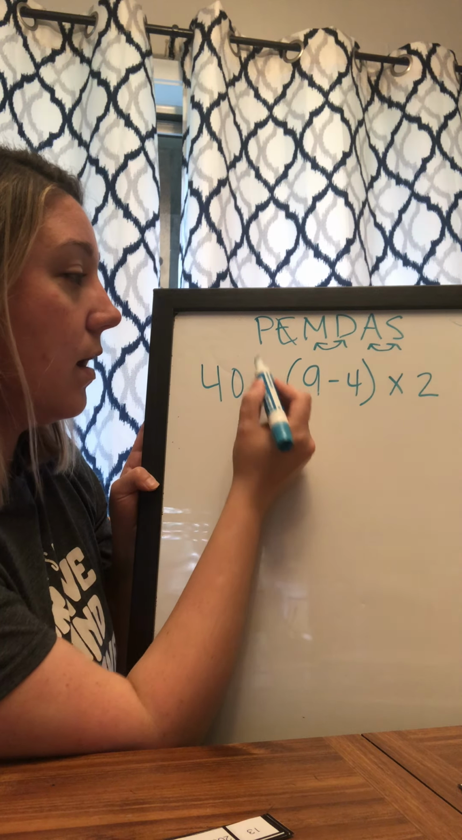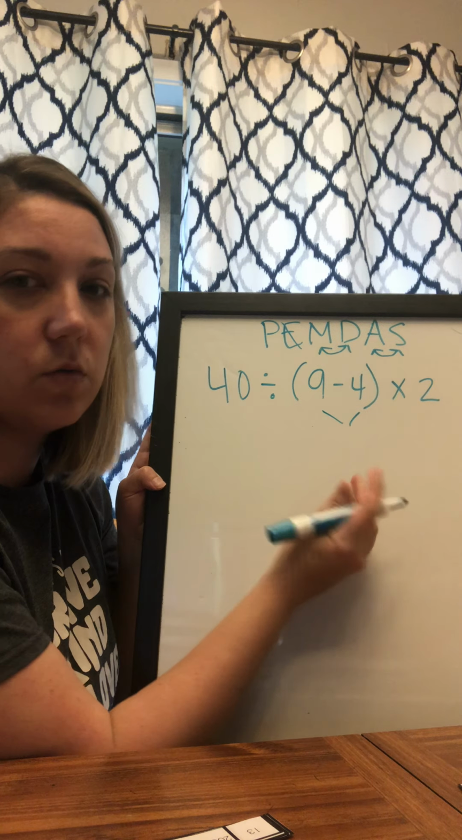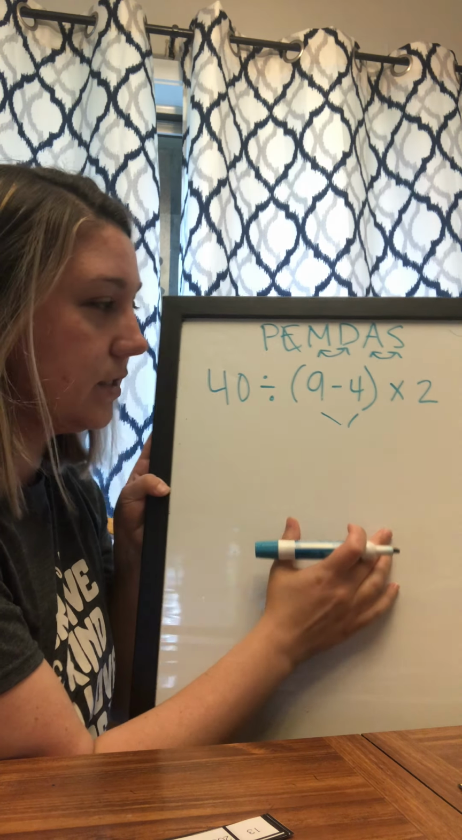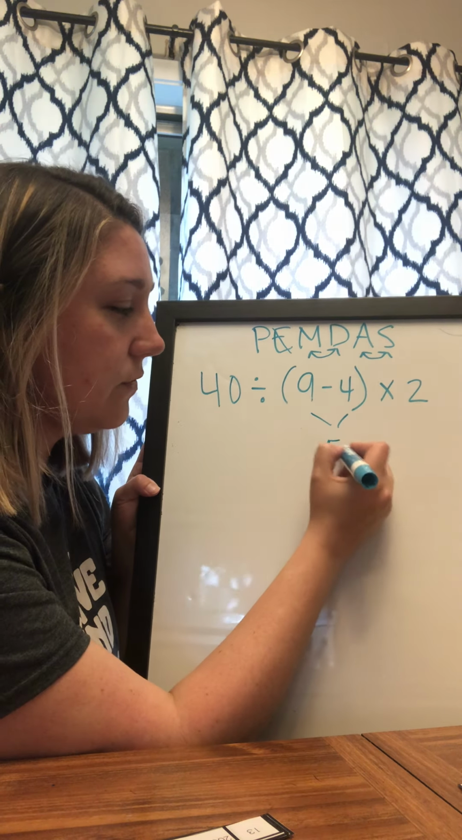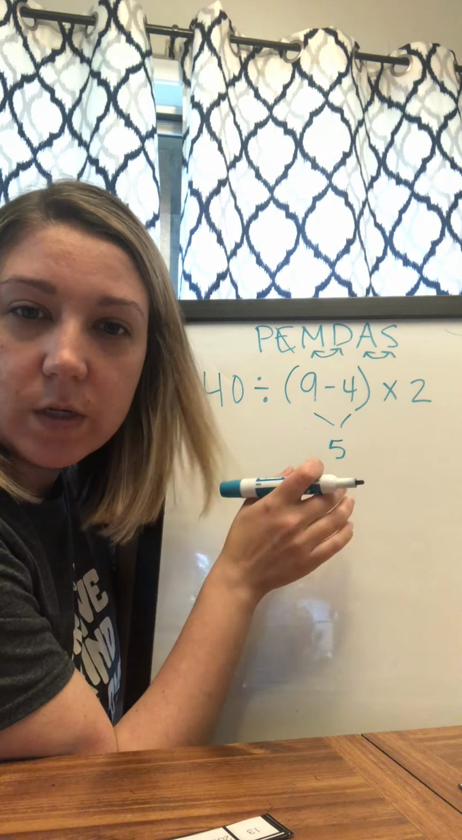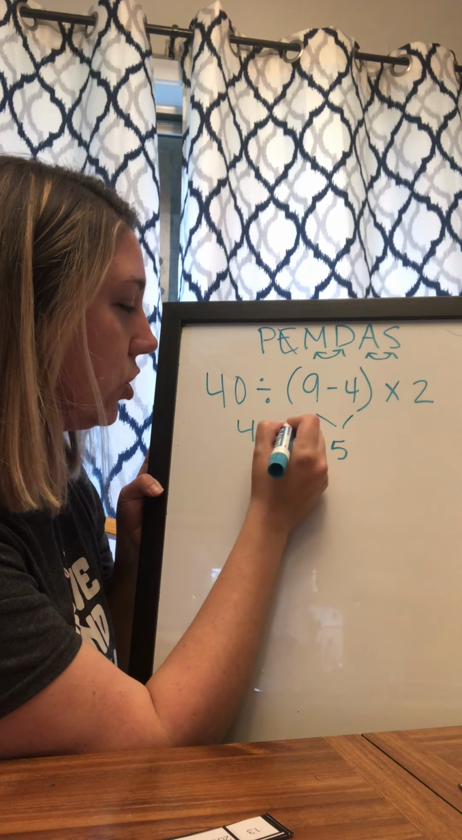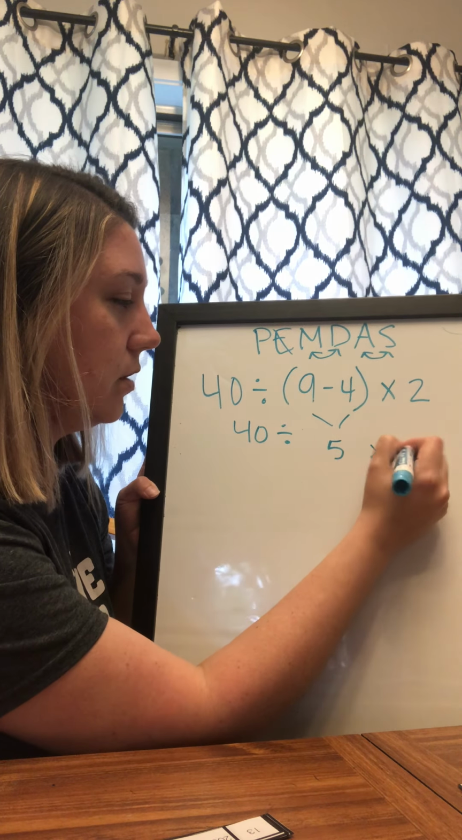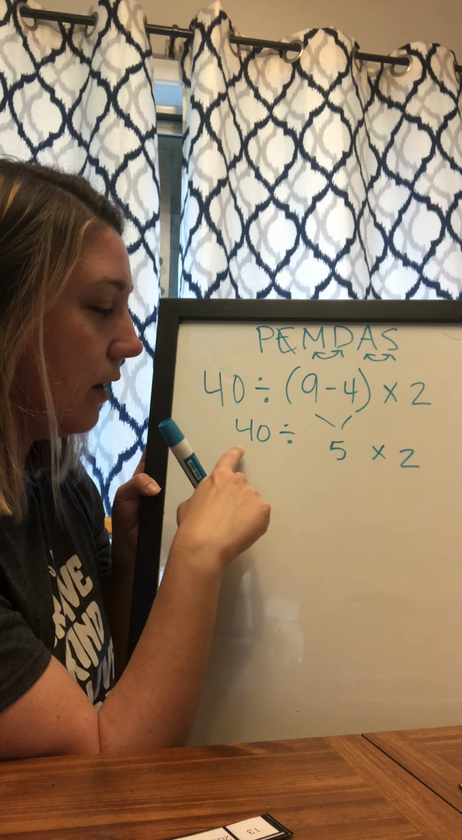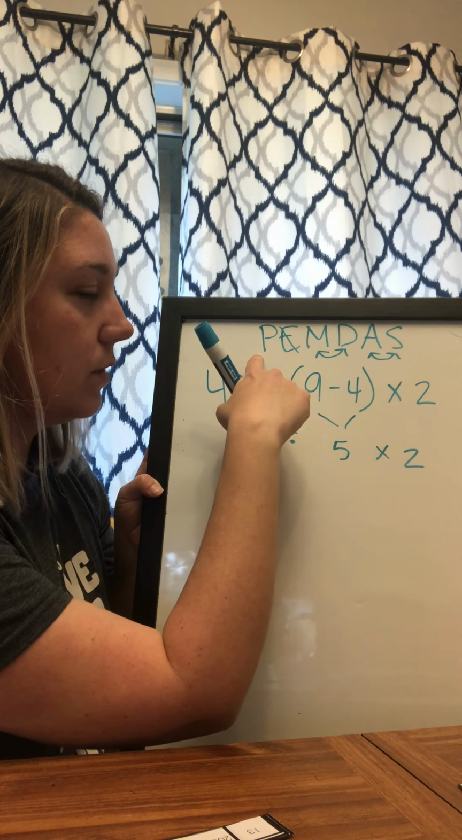The first part of this equation that we're going to do is the parentheses, right? And remember, I always like for you to bring that answer down. 9 minus 4 is 5. And I like for you to do what after we solve that first part? I like for you to bring the rest of the equation down, right? Rewrite your equation. Okay, so now you have 40 divided by 5 times 2. So now we are done with our parentheses.